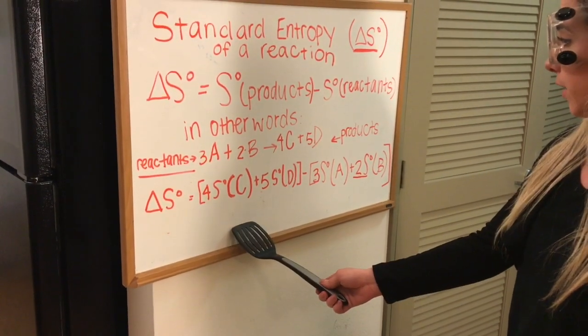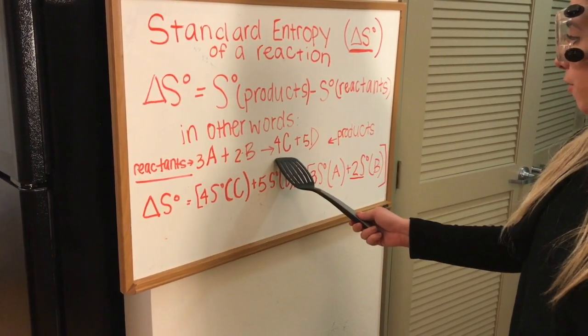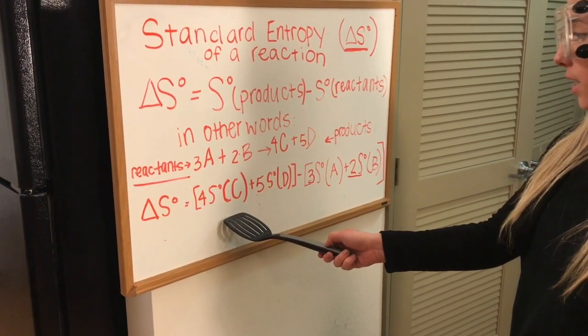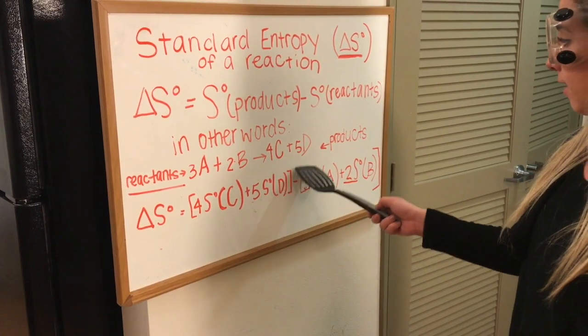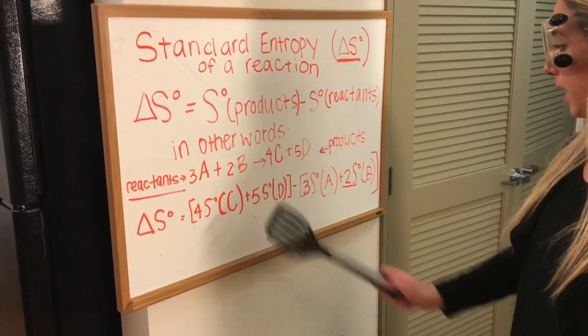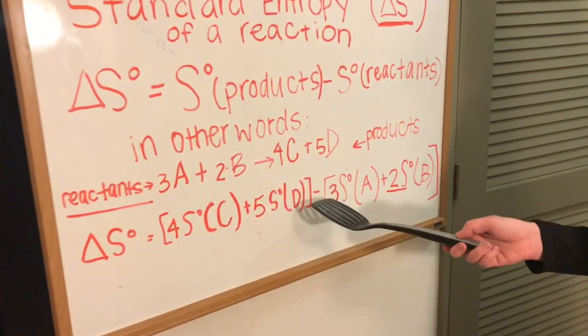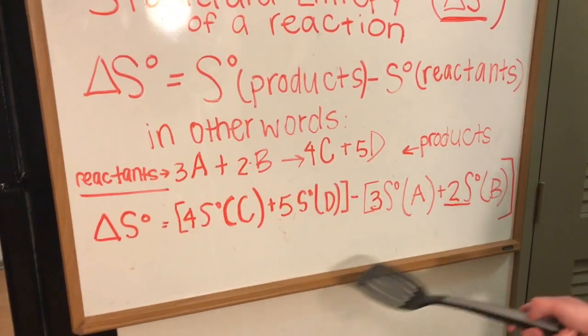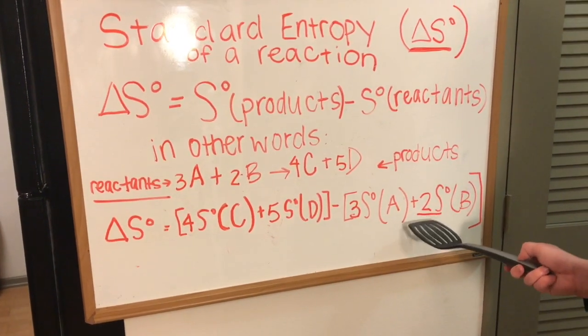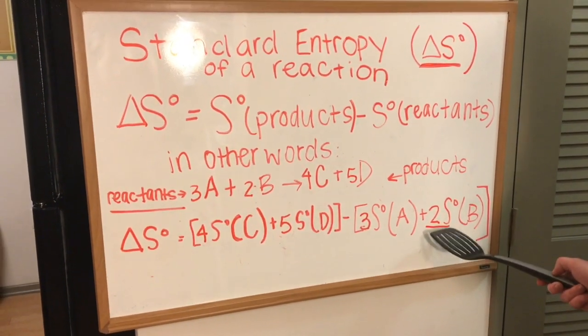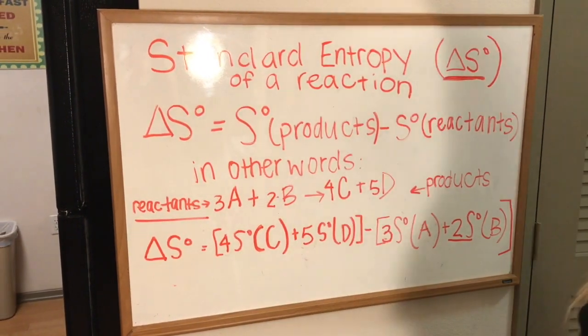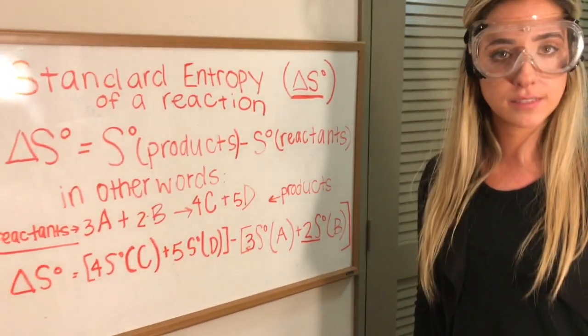You take the products first. We have 4 moles of substance C, and we add that to the 5 moles of substance D. Then we'll subtract the 3 moles of substance A plus the 2 moles of substance B, and that will ultimately give us the answer for our delta S.